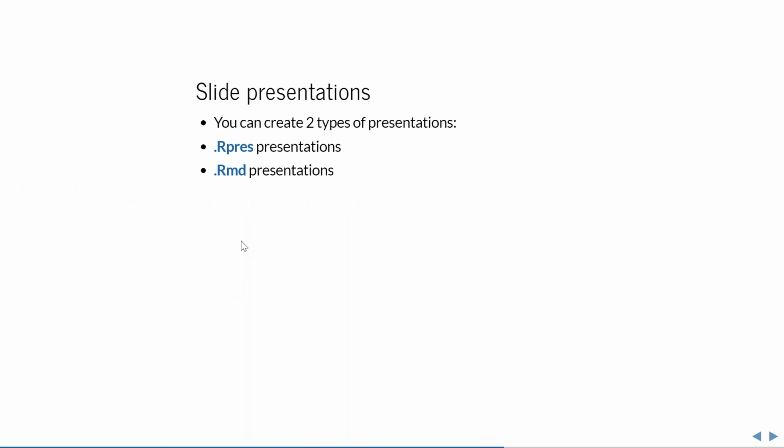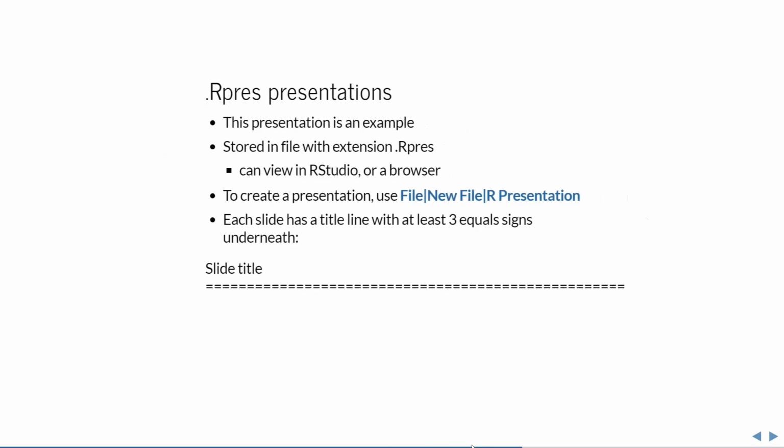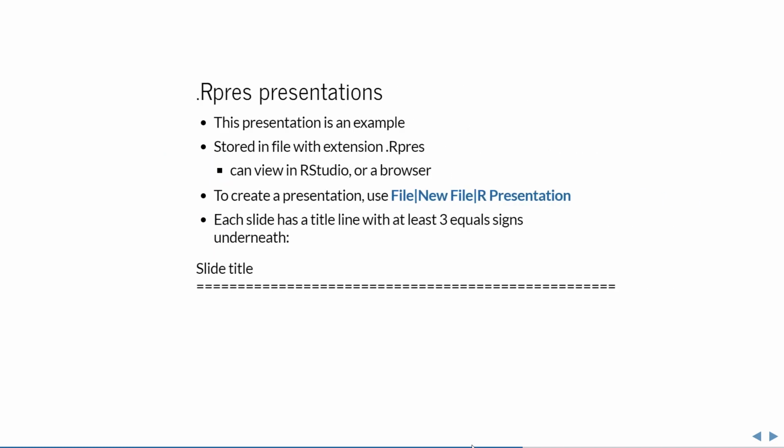Slide presentations. I'm starting to use this more and more. You can create two types of presentations in R Markdown, what are called RPres presentations and RMD presentations. So RPres presentations, that's what this is. They tend to be simpler. You don't have all of the formatting options that you do with other types of R presentations. I'm going to show you both guys.